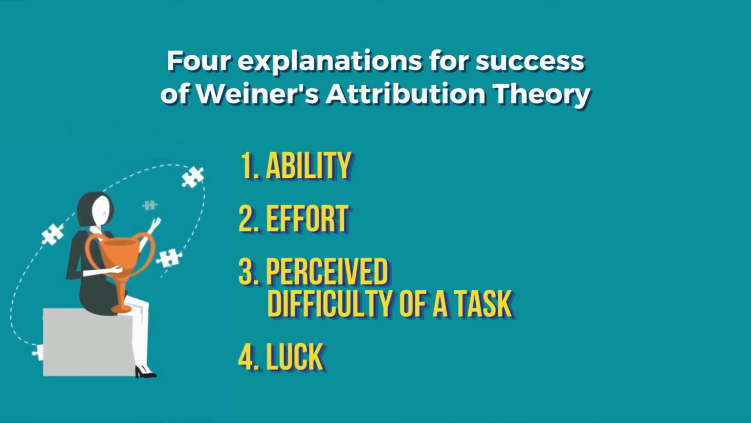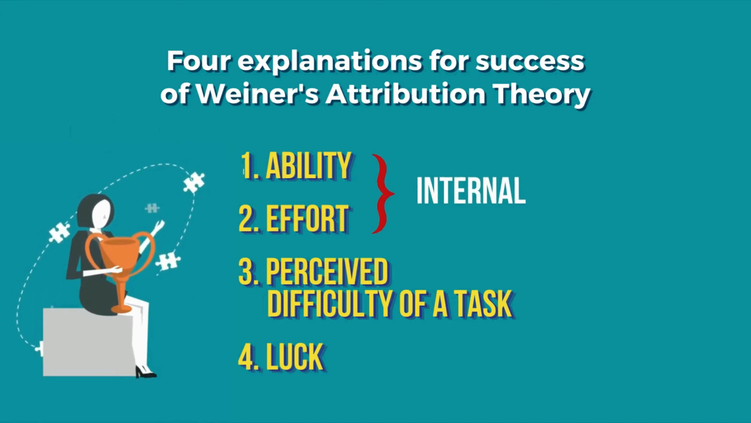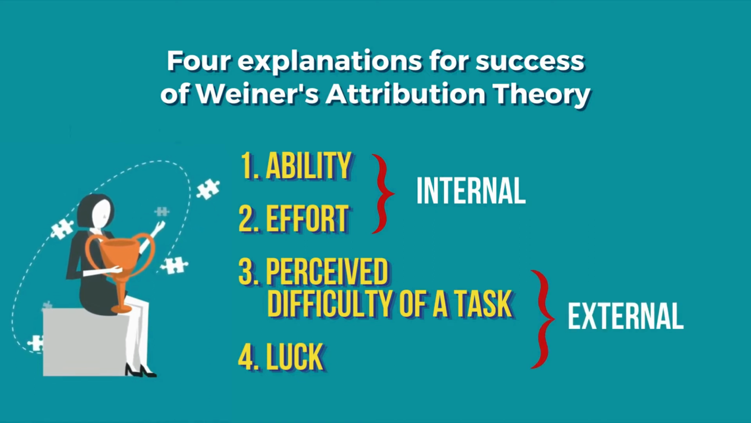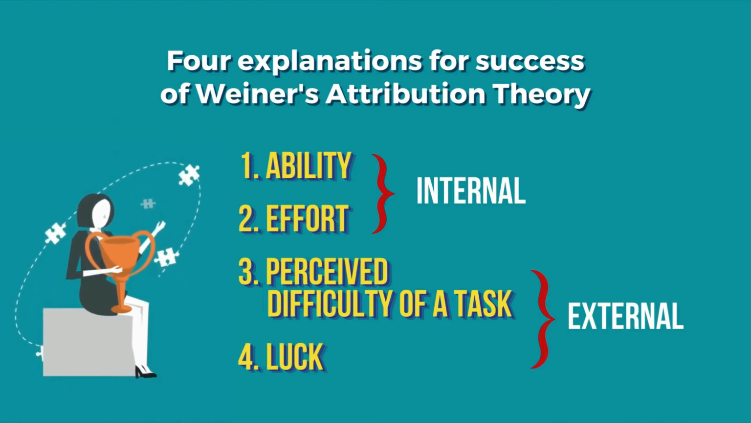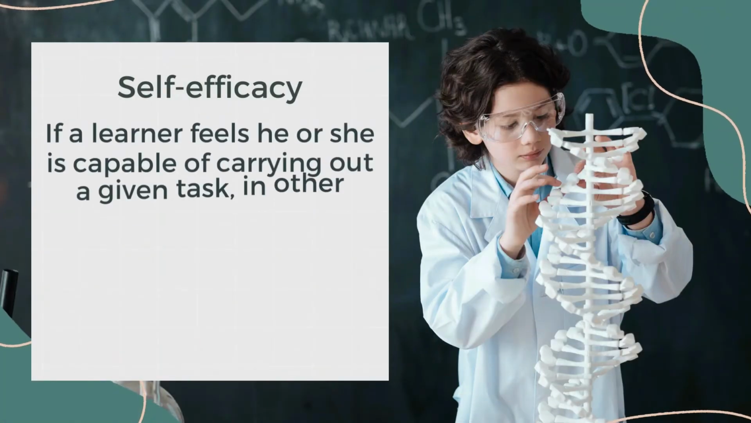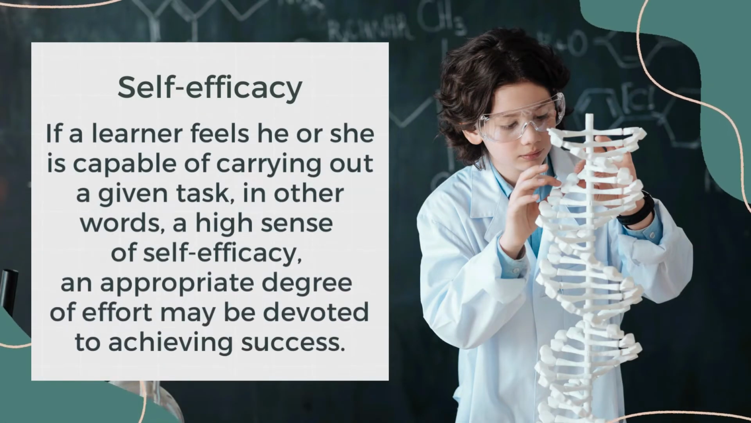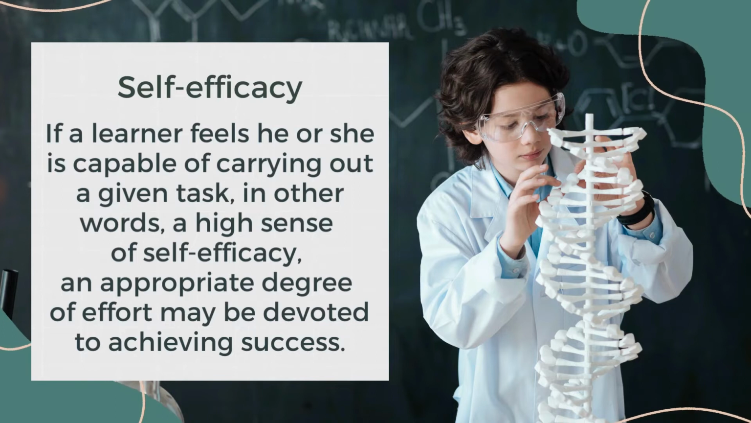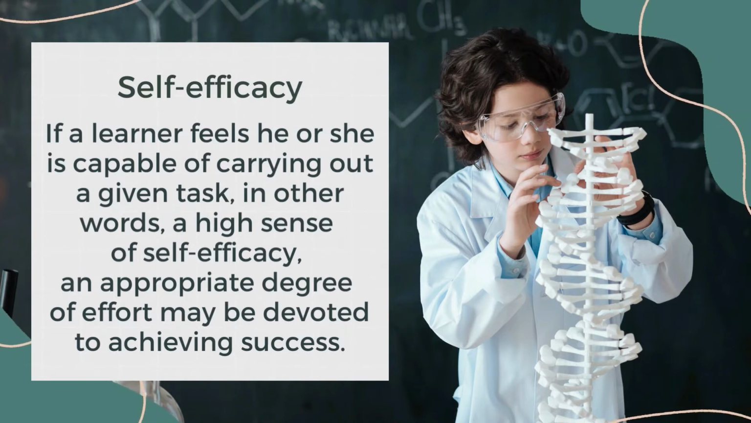2 of those 4 factors are internal to the learner: ability and effort, and 2 are attributable to external circumstances outside of the learner: task difficulty and luck. If a learner feels he or she is capable of carrying out a given task, in other words, a high sense of self-efficacy, an appropriate degree of effort may be devoted to achieving success.